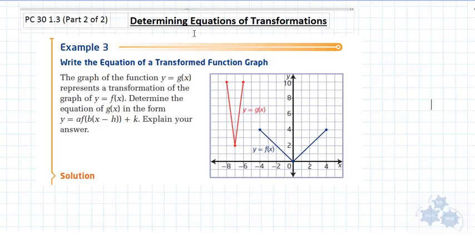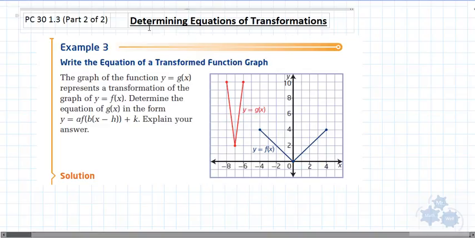What we're going to do is we're given two graphs, the original and the transformed graph, and then we're going to generate the equation for it. Okay? So it's like the other way around. Instead of generating the graph given the equation, we are going to generate the equation given the new graph. All right. So here's an example in your textbook that we're going to take a look at.